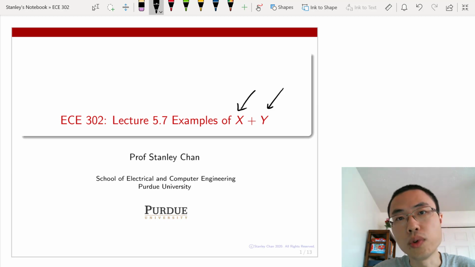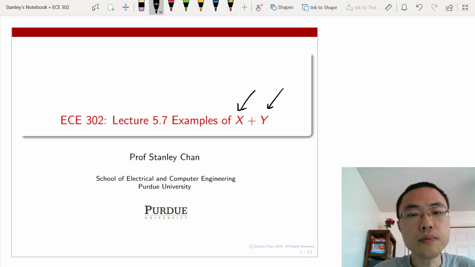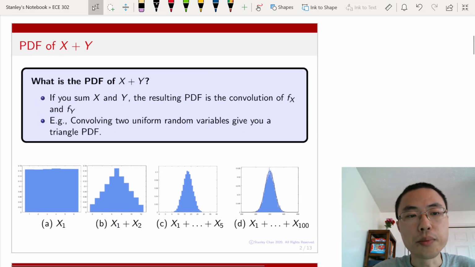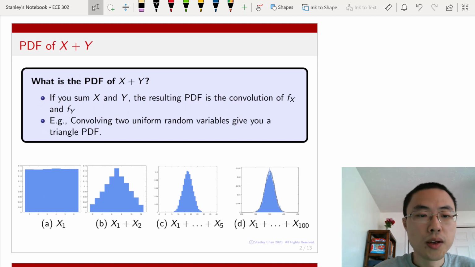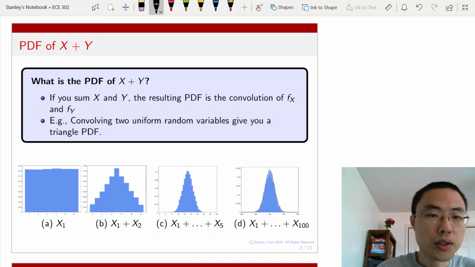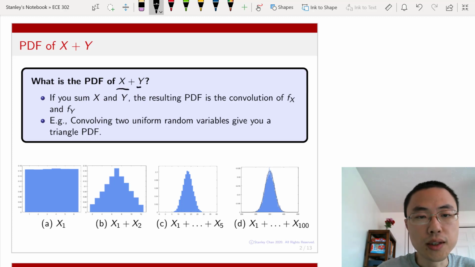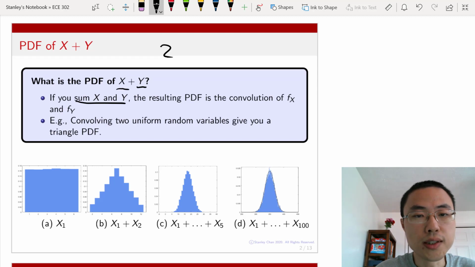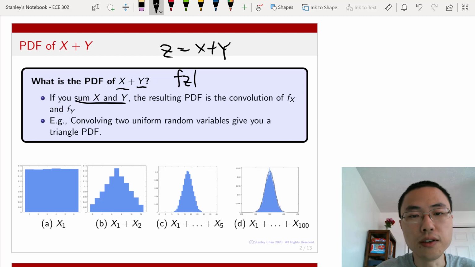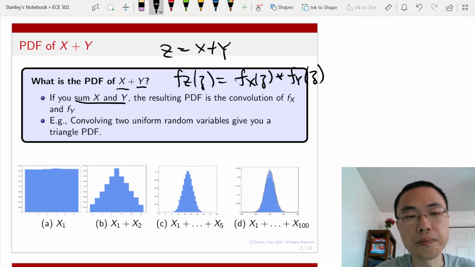In today's lecture, we're going to look into some examples. How do we actually compute the PDFs? This is a recap of the last lecture. We talk about this random variable X and the other random variable Y. If you sum them up, that is, you define Z as X plus Y, the new PDF f_Z of z becomes f_X of z convolved with f_Y of z.